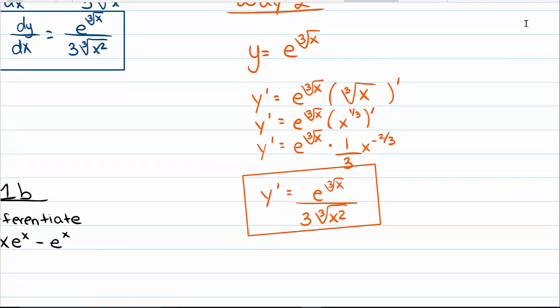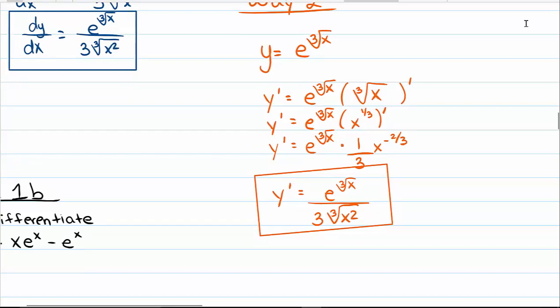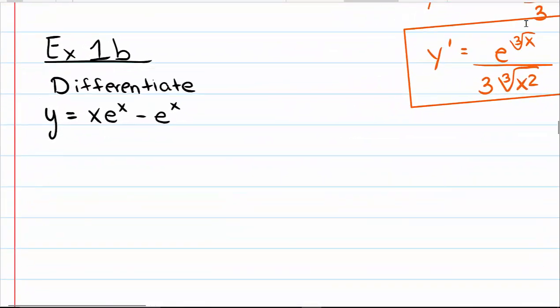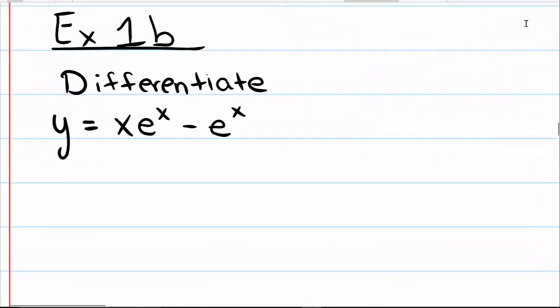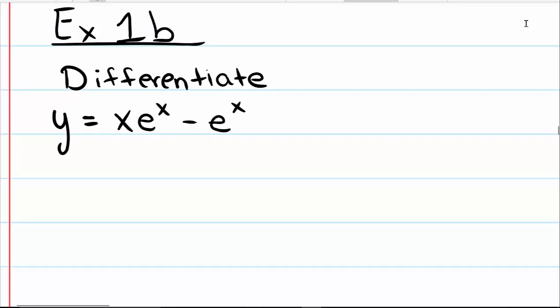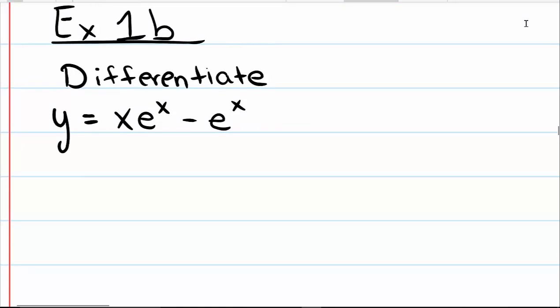Alright, we're going to do 2 more problems. Here we go. So we're going to differentiate y equals x times e to the x minus e to the x. Now, this is going to involve a couple steps because we need to combine some rules. Notice that right here there's a product. So let's go ahead and take the derivative.